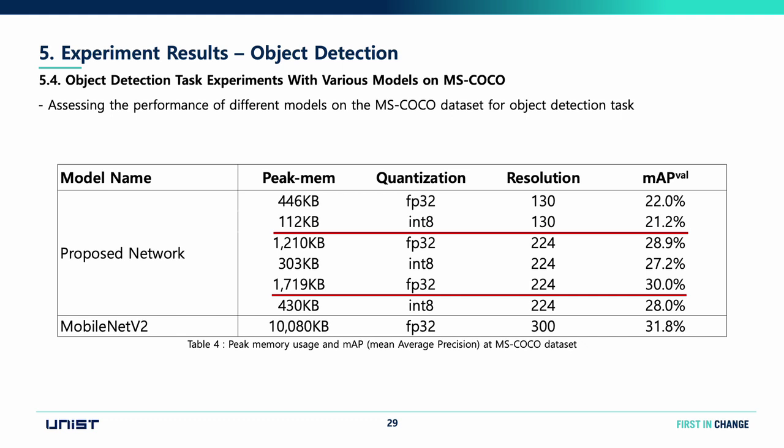Now let's discuss object detection results using the MS-COCO dataset. For MobileNet V2, the peak memory usage is 10,080 kilobytes, achieving an mAP score of 31.8%. In contrast, our network demonstrates a significant improvement in memory efficiency with a peak memory usage of just 112 kilobytes and an mAP score of 21.2%. Additionally, it achieves an mAP score of 30% with a peak memory usage of only 1,719 kilobytes, which is approximately 1/6 of MobileNet V2's peak memory requirement.